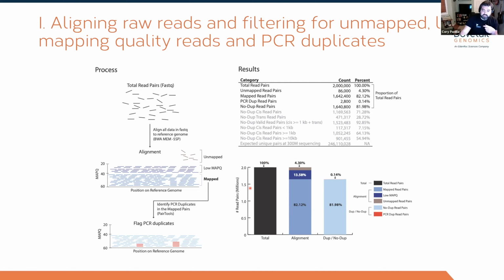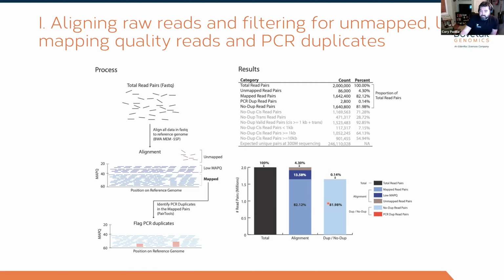And here is just a graphical representation of that. So here's all the raw reads. Here's what aligned with a good MAPQ, and then here is the no-dupe read pairs versus the duplicated read pairs. It should be noted that as you sequence more, your PCR duplication rate is going to go up, just because you're going to start capturing more duplicate molecules with deeper and deeper sequencing.